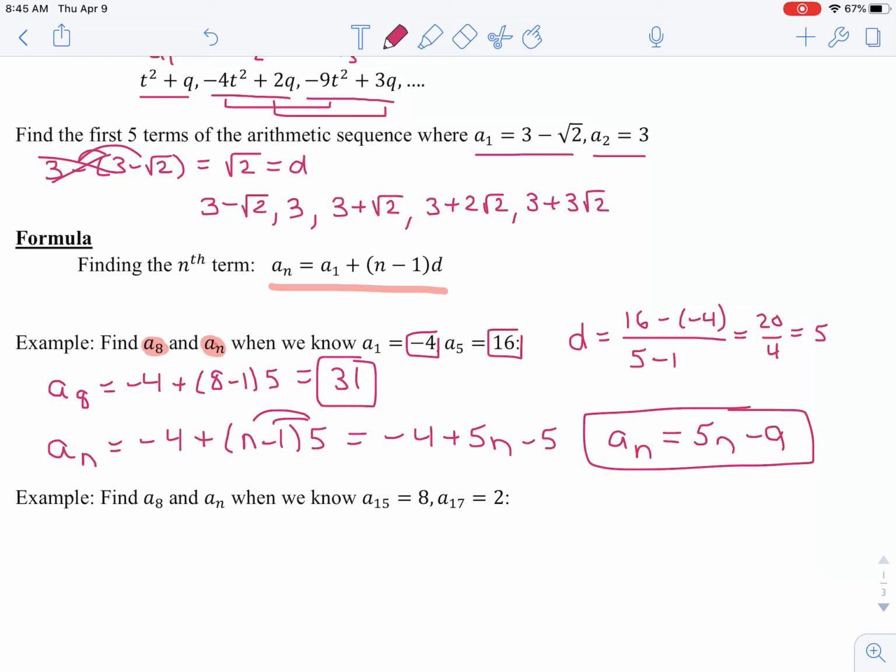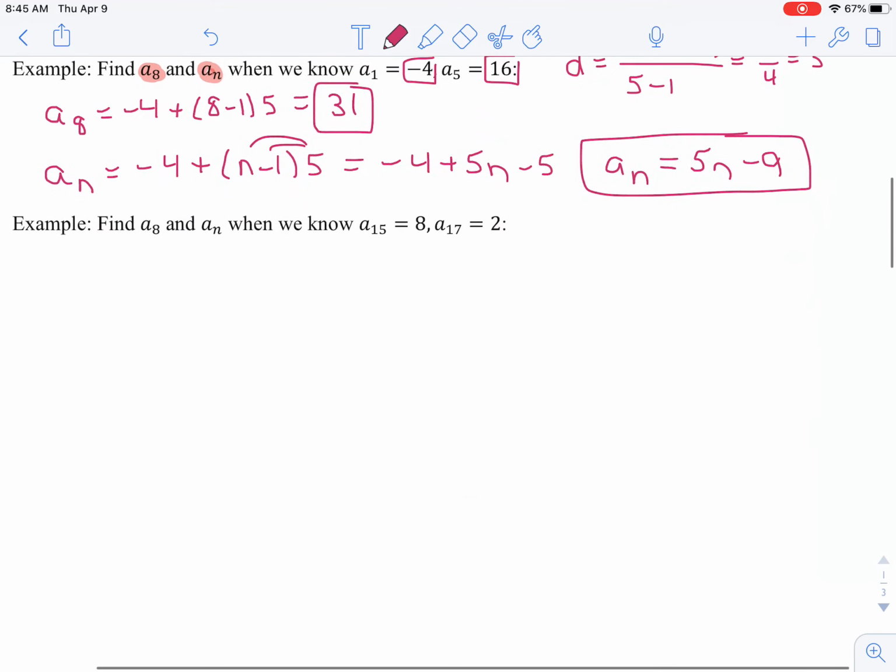So if I want to check if that works, let's check it with our 8th term. 5 times 8 is 40, minus 9 is 31. And it gave us back what we're supposed to have. Let's have you try the second one, so you can pause the video right now. And then come back and check how you did.